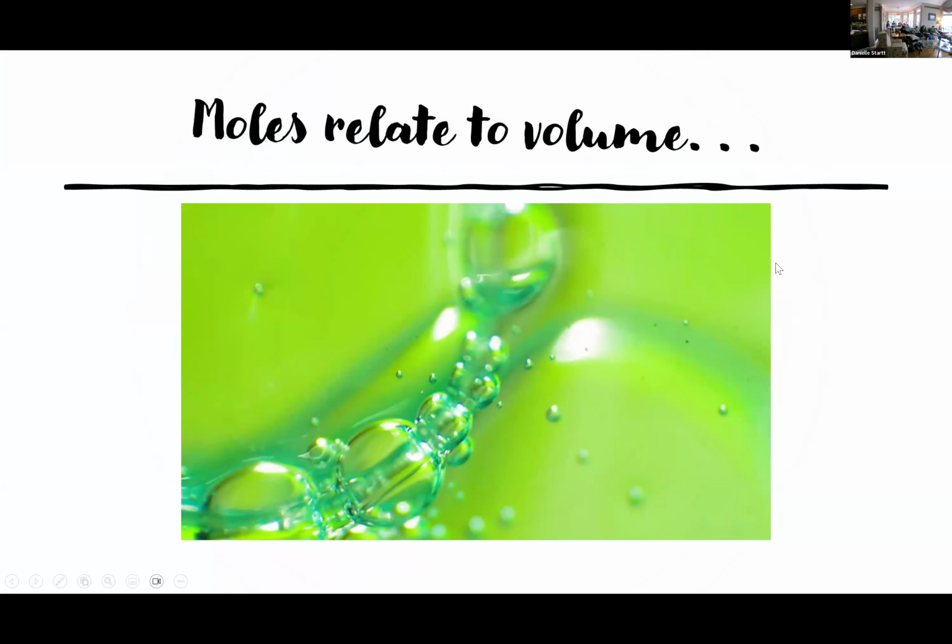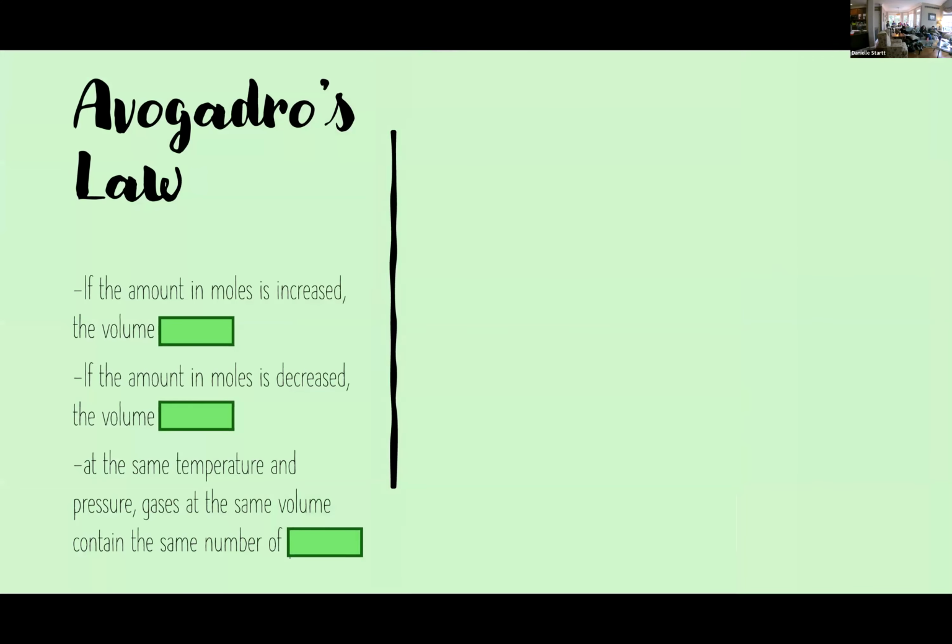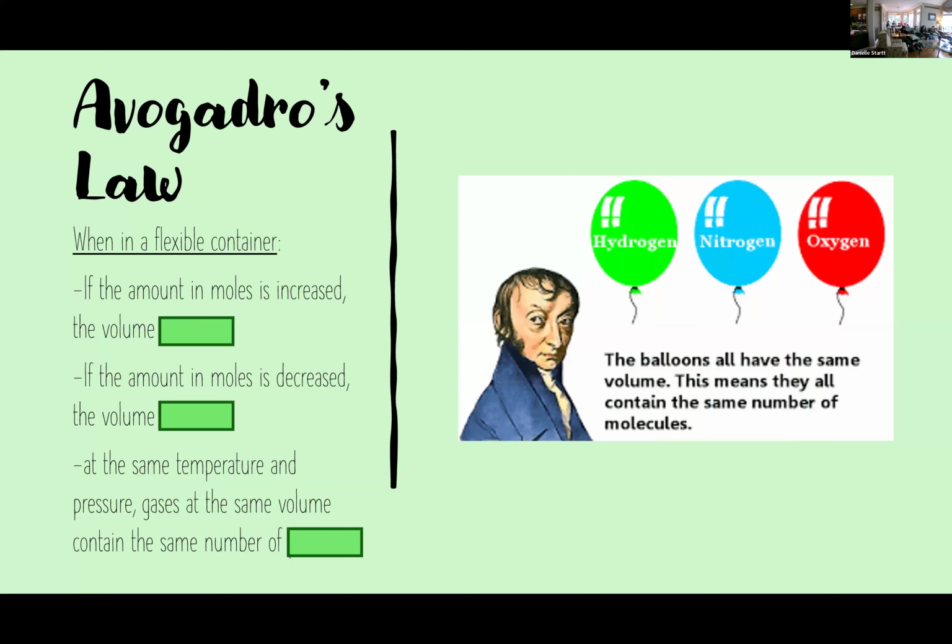And then we have how moles relate to volume. This is where our buddy Avogadro comes back. You know how he loves his moles. So if the amount in moles is increased, what's going to happen? And this isn't a flexible container. What's going to happen to the volume, Xander? It's going to increase, okay? And then if the amount of moles is decreased, what's going to happen to the volume, Caitlin?